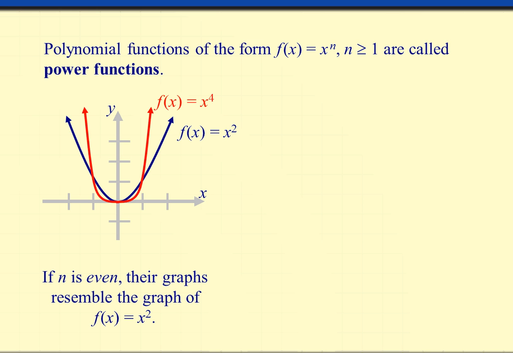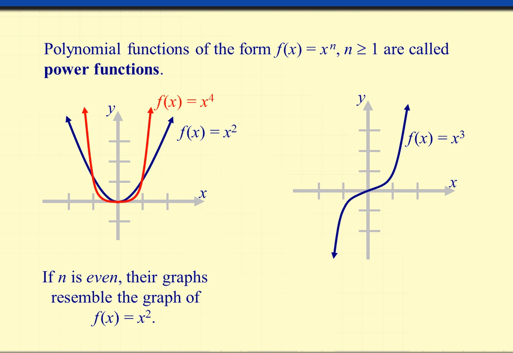And what you'll notice is the higher power of x to the fourth looks kind of like a parabola, but it's more flat down here at the vertex, and it gets steeper more quickly. And if we had f of x equal x to the sixth, it would be even more flat down here at the vertex and would get steep even more quickly. So all graphs of power functions that have even powers on x look similar to a parabola. The higher the power, the flatter they are here, and the steeper they are on the sides.